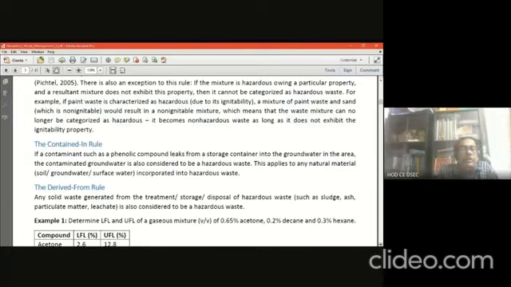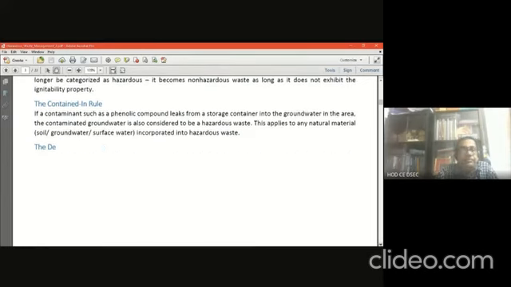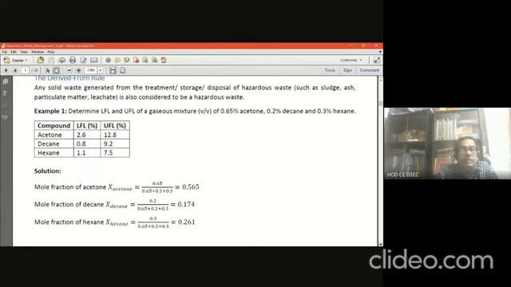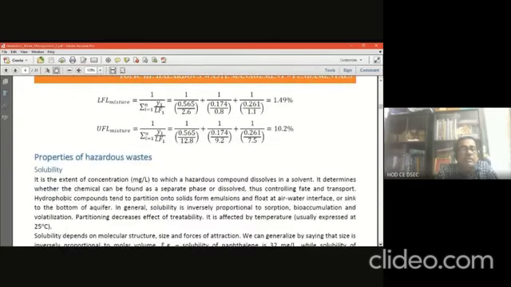Now, the derived-from rule: any solid waste generated from the treatment, storage, or disposal of hazardous waste, such as sludge, ash, particulate matter, etc., is also considered to be hazardous waste. Now, I am just skipping the mathematical portion because this is not covered in your syllabus.